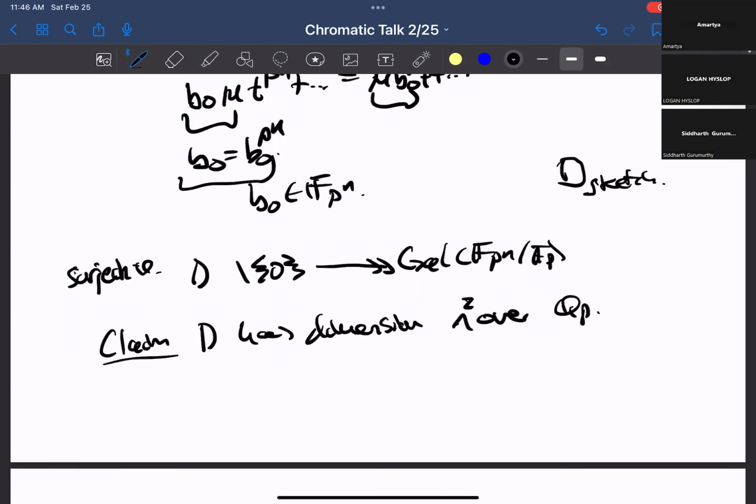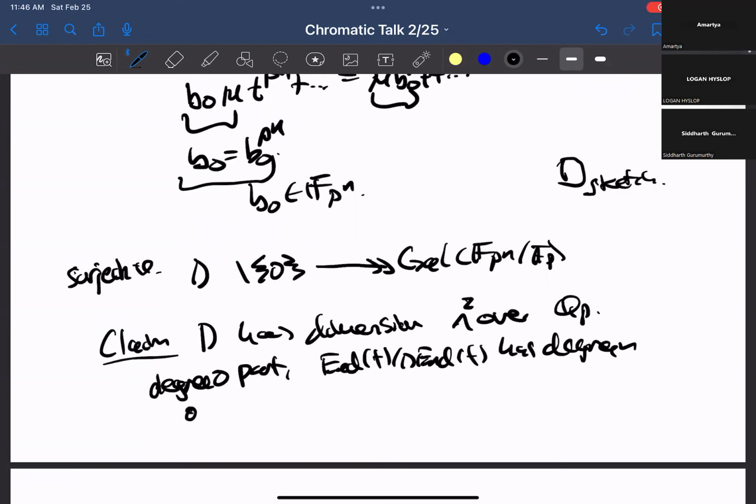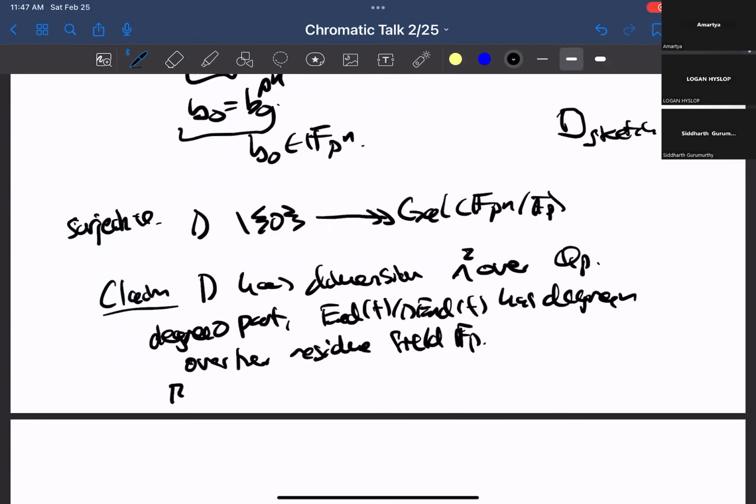This is because if we look at the degree 0 part, then the degree 0 part modulo the degree 1 part has degree n over the residue field FP. So we can take n different lifts, and because multiplication by pi is going to determine an isomorphism on levels, we can take a basis of lifts of a basis of FP to the n over FP.